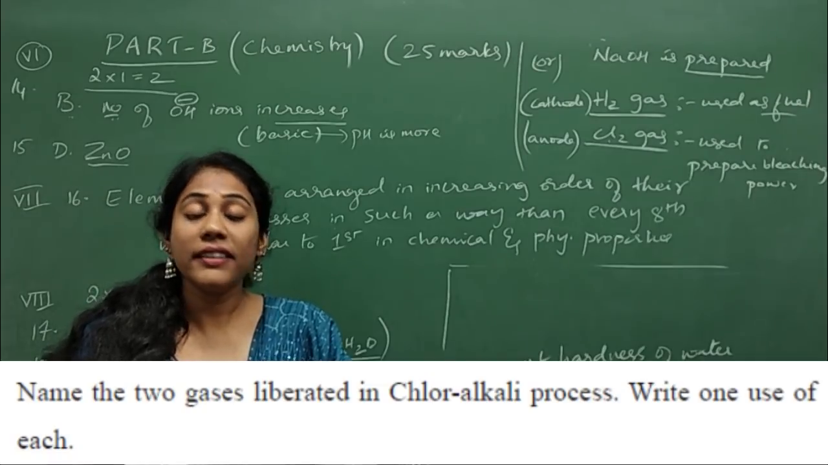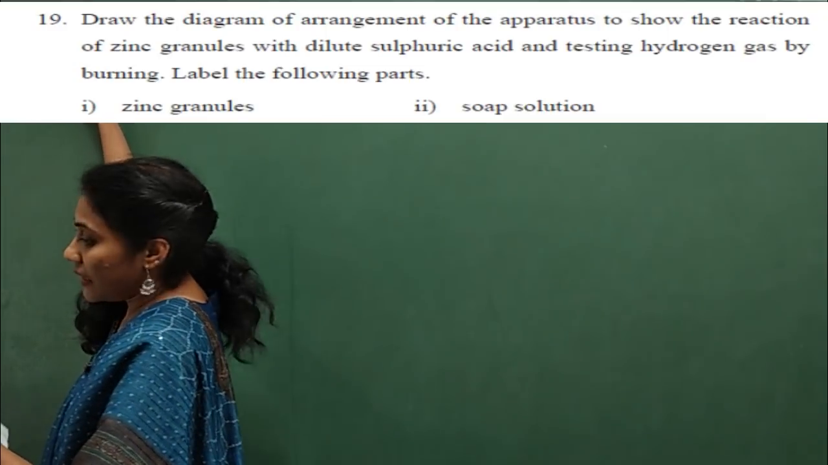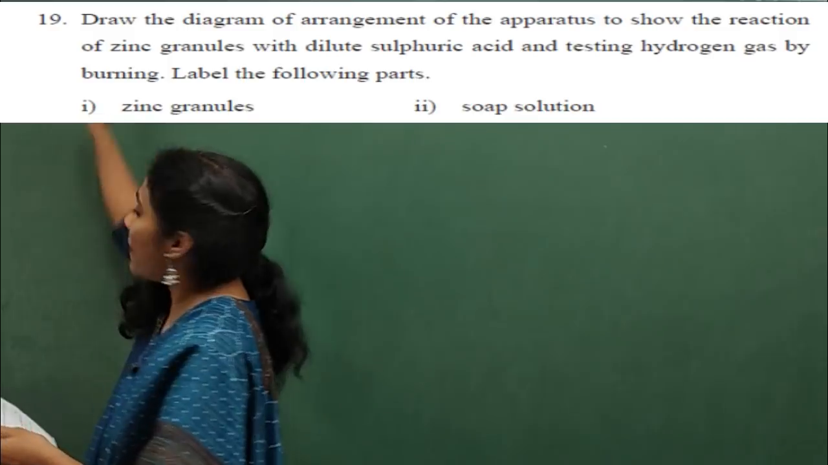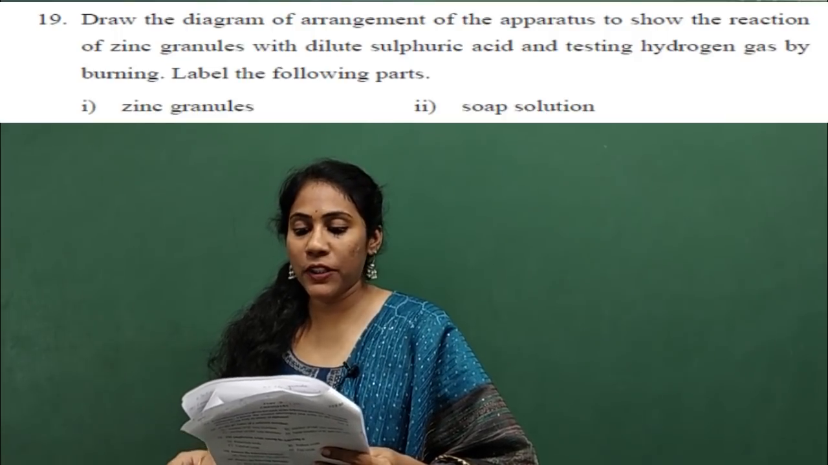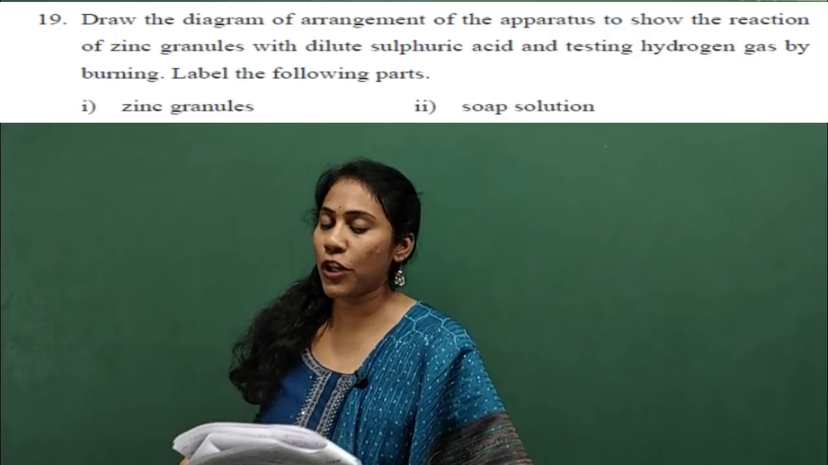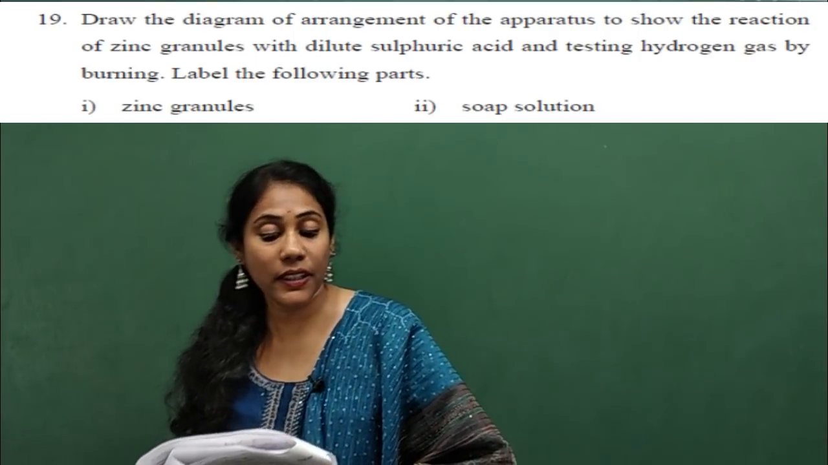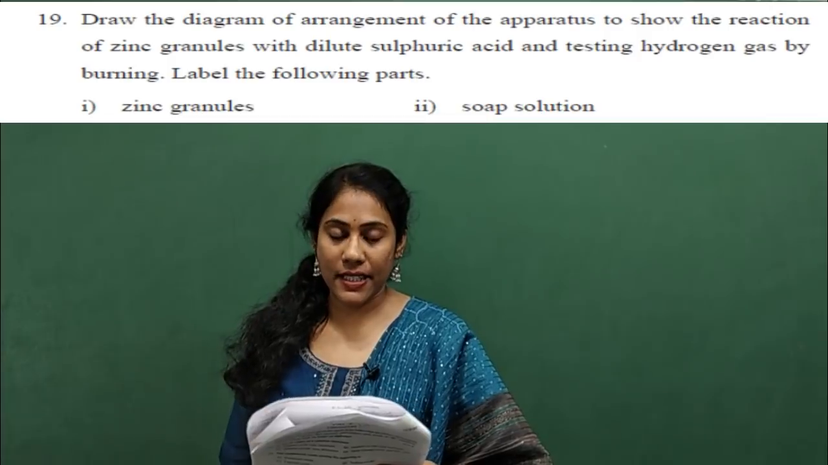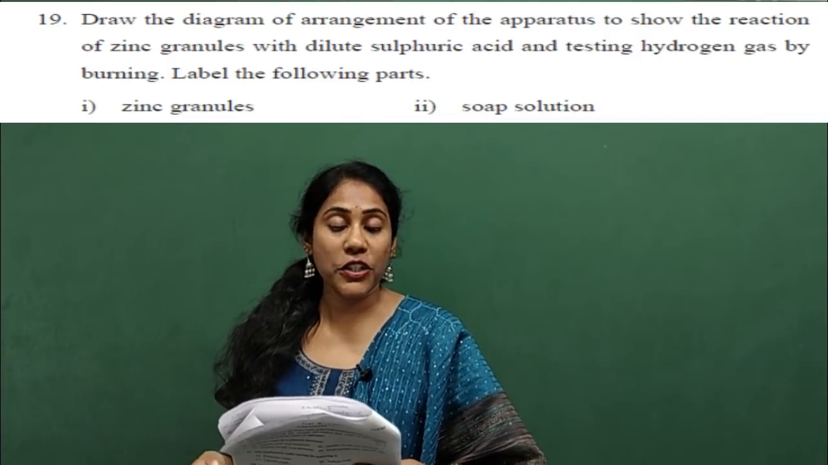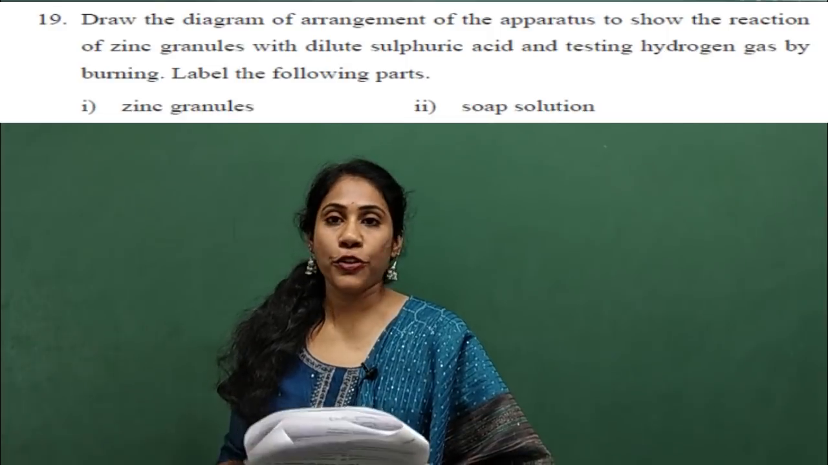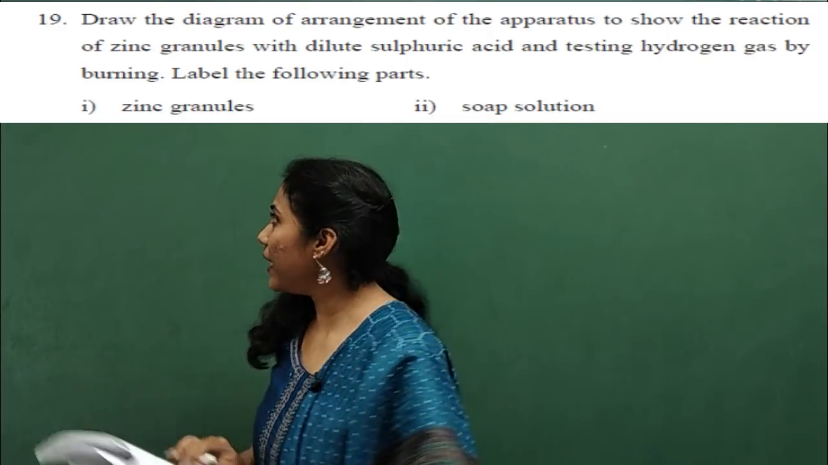Now let's go for 3-mark question from chemistry part. See children, 9th main, that is 19th question, is a 3-mark question. It's again a diagram. Draw the diagram of arrangement of apparatus to show the reaction of zinc granules with dilute sulfuric acid and testing hydrogen gas by burning. Label the following parts: zinc granules and soap solution. This is also a very famous diagram from the chapter acids, bases and salts. So you can refer the textbook and practice all diagrams. They are very important. Okay, fine.